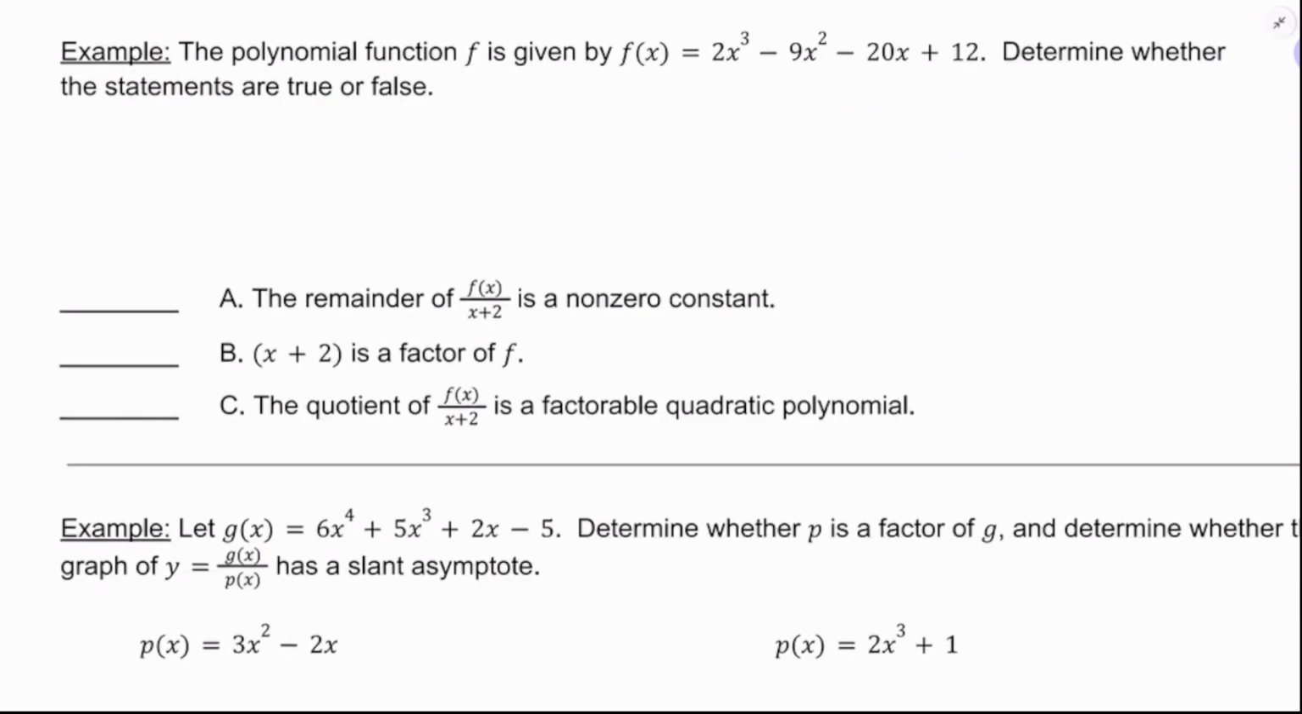Determine whether the statements are true or false. Okay, so the first one is: the remainder of f of x over x plus 2 is a non-zero constant. I think this would be a good time for you to try the polynomial long division on your own. Do this with the video paused, because I'm just going to bring in the finished product of f divided by x plus 2 here in just a couple seconds.